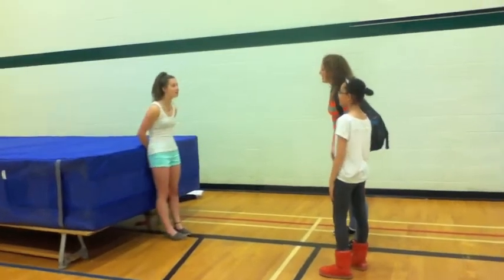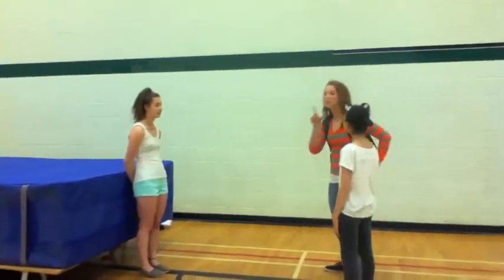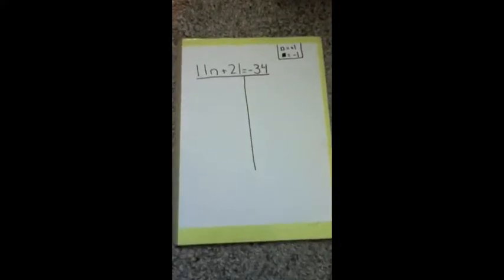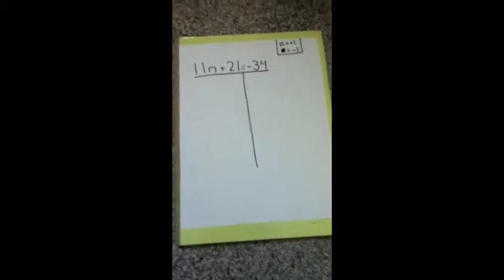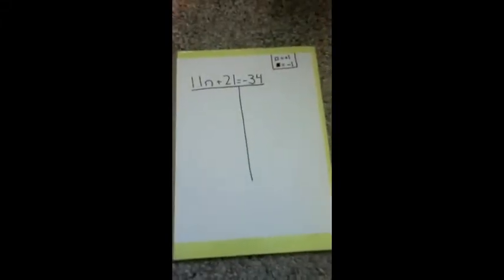Yay! Using models, tell me what 11n plus 21 equals negative 34 is. Oh no! This is the equation that the grumpy old troll gave us. Now, we have to find out what n is equal to.